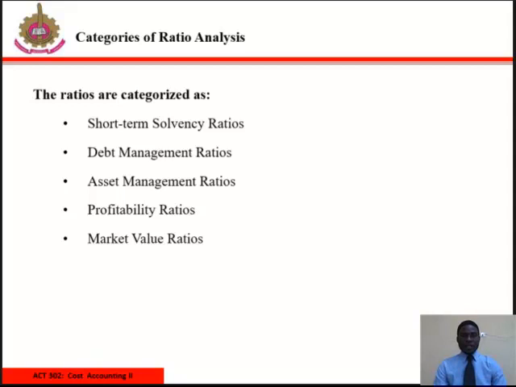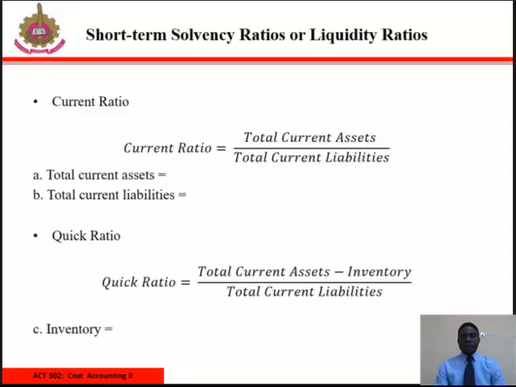We have categories of ratio analysis. We have about 5 categories of ratio analysis, which are very important in terms of analyzing the financial component of financial statements. We have short-term solvency ratio, debt management ratio, asset management ratio, profitability ratio, and market value ratio. Those are the basic categories of ratio analysis. Now we'll be picking them one after the other.